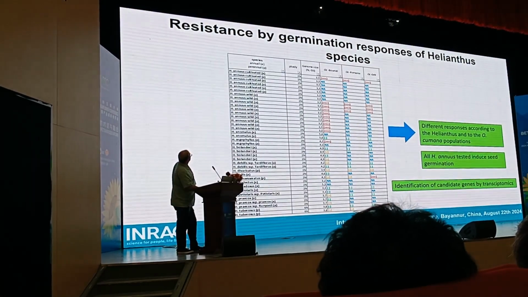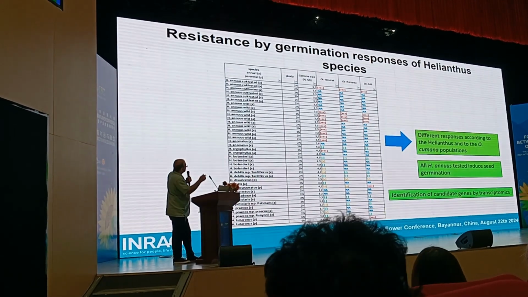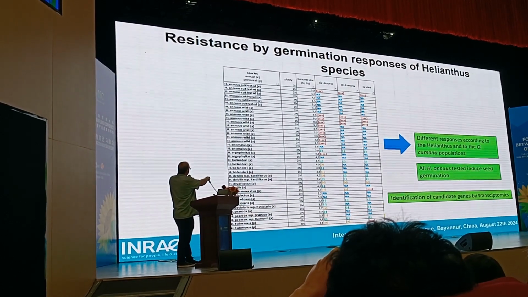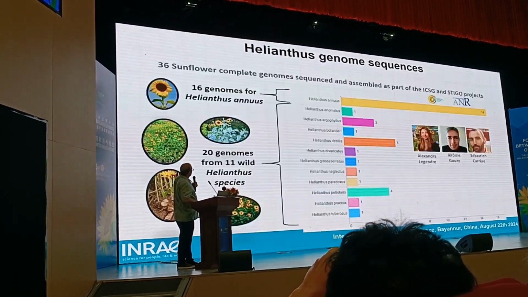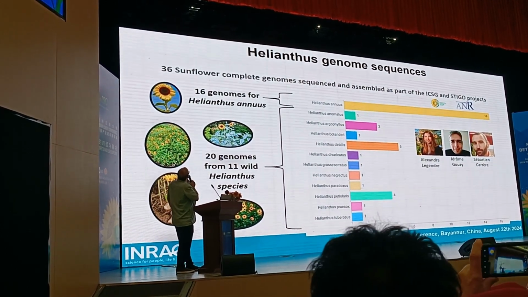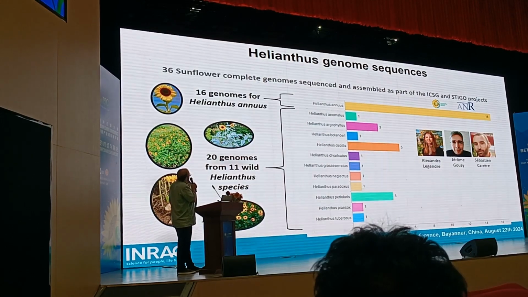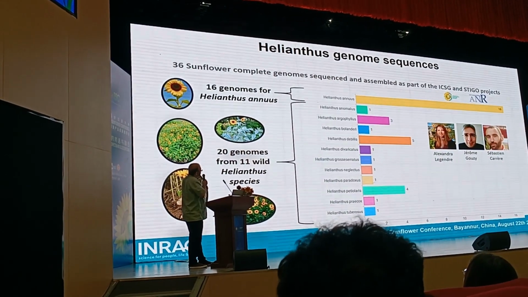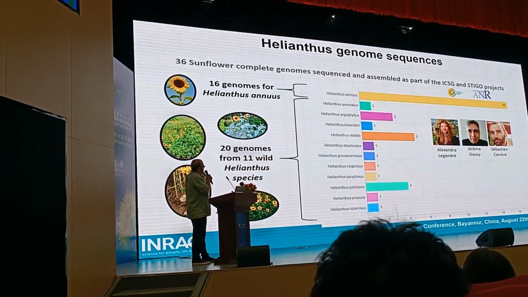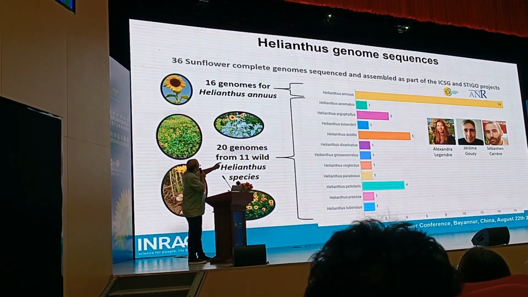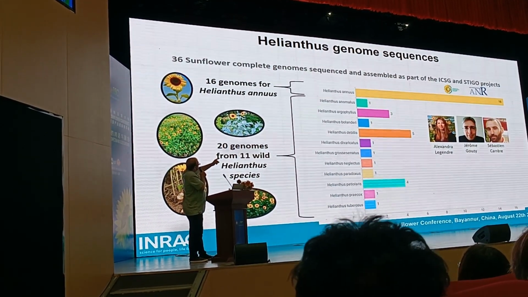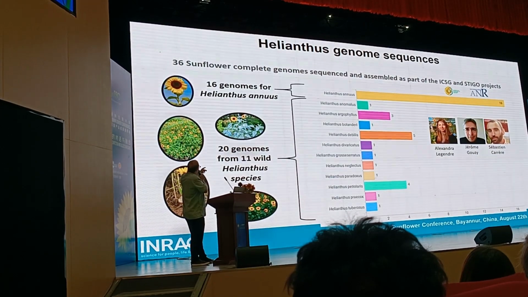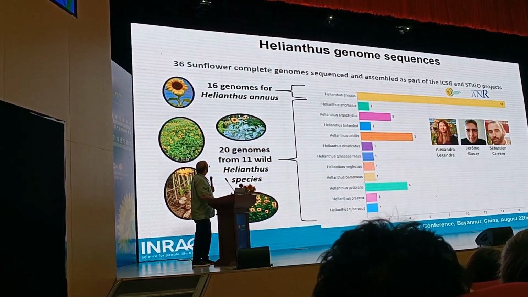We go fast. Concerning the germination, we evaluated many different species, and we now want to compare the different accessions at the transcriptomic level. For that we use 36 sunflower complete genome sequences, produced by Alexandra Legendre in my group, Jérôme Gouzy and Sébastien Carrère. We used 16 Helianthus annuus, 1 Helianthus anomalus, 3 Arbophyllus, and so on, and also 1 tuberosus. So we used 20 genomes from 11 wild relatives.